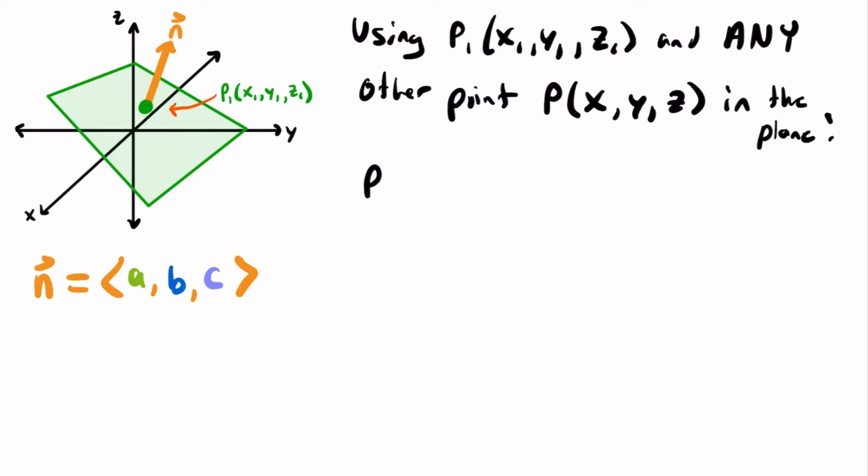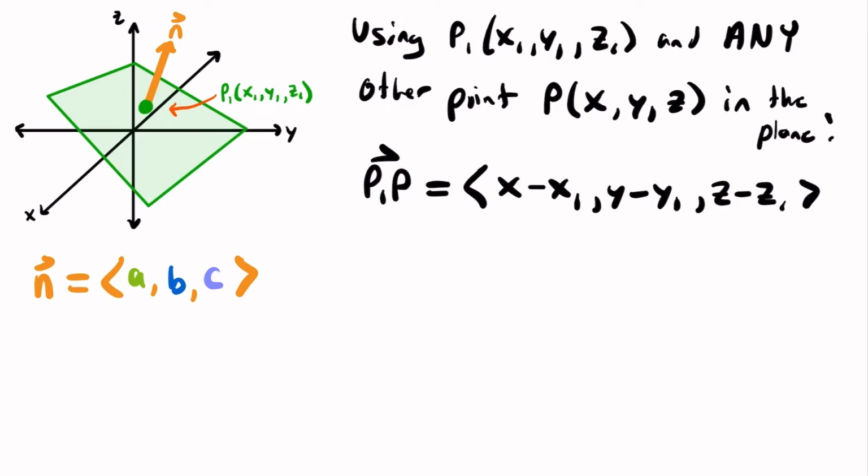We can create vector P1P, whose components we could find by subtracting the coordinates of the initial point from the terminal point, right? So we would subtract x1 from x for the x component. We would subtract y1 from y for the y component, and then z1 from z for the z component. That's how we would create a vector from these 2 points. So we'll do that here. We'll have x minus x1, y minus y1, and z minus z1. This is now a vector contained within this plane.